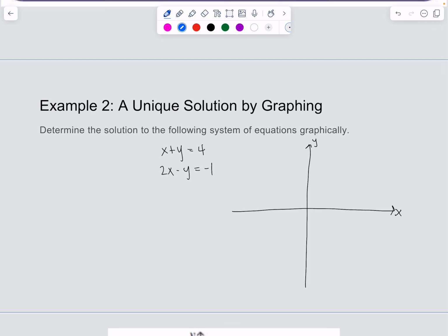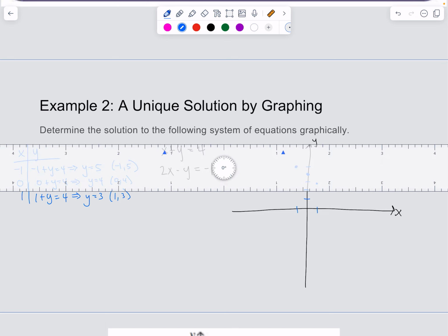It doesn't matter which one you choose, the one you like the best. What I'm going to do is just make a table of x and y values. So if I plug in -1, 0, 1, what will we get? -1 plus y equals 4. So we'll add 1 to both sides. Y equals 5. That gives us -1, 5. Zero plus y equals 4. That will give us y equals 4, 0, 4. 1 plus y equals 4, y equals 3. Okay, we have 3 points. We can make our line.